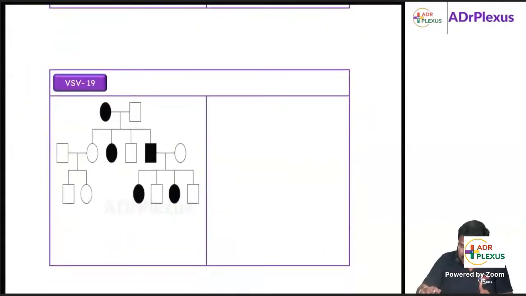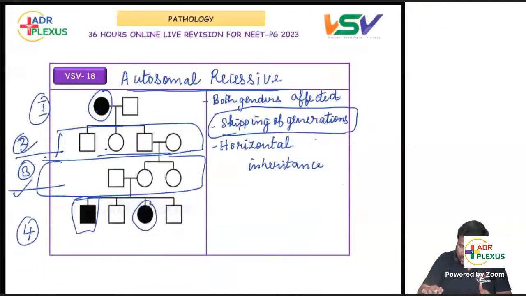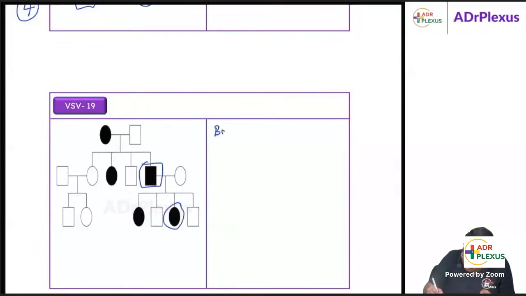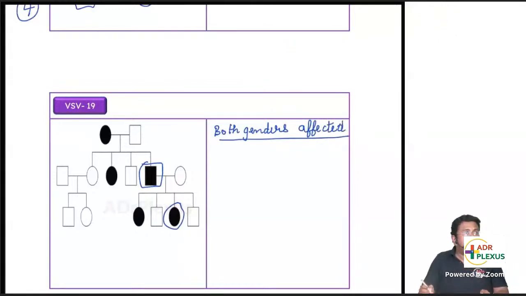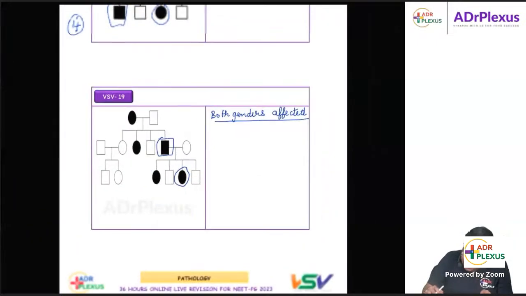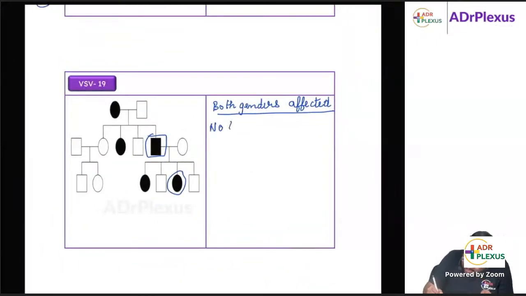Now, coming to this pattern of inheritance. Here also you can see males and females. Both genders are affected. And a very important pattern you are seeing here: as I said, there is no skipping of generation. So it is dominant.